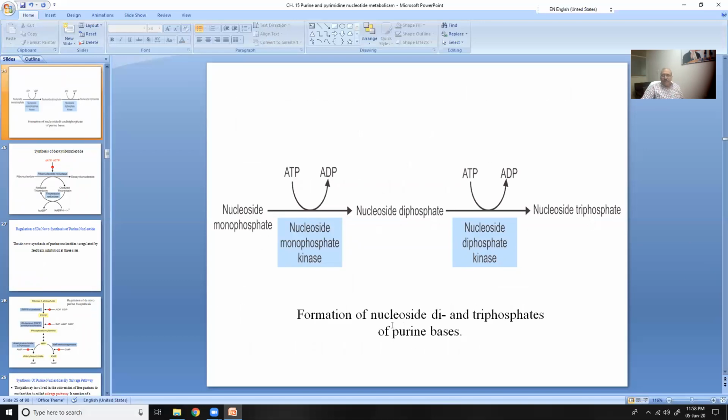This is the formation of nucleotide di- and triphosphates of purine bases. Nucleoside, phosphate is not there. Nucleoside monophosphate, nucleoside diphosphate, nucleoside triphosphate. Okay. Nucleoside triphosphate, nucleoside diphosphate, nucleoside monophosphate.